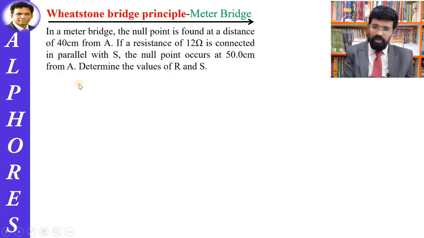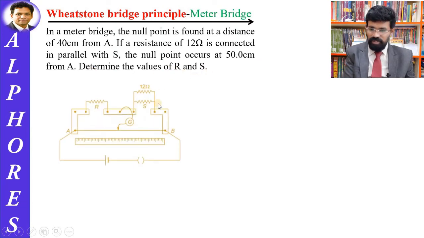Now let us try to solve one problem connected with the meter bridge. The question is, in a meter bridge, the null point is found at a distance of 40 centimeters from A. If a resistance of 12 ohms is connected in parallel with S, the null point occurs at 50 centimeters from A. Determine the values of R and S.